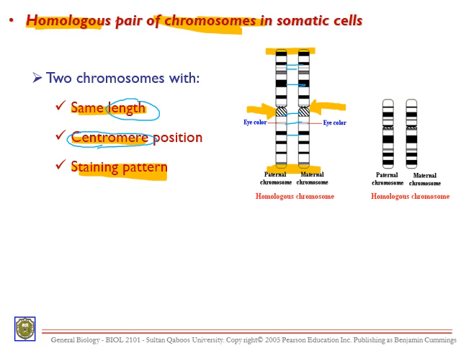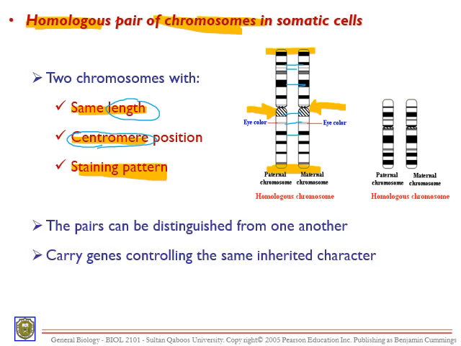Okay, these pairs can be distinguished from one another, which means this is one homologous pair of chromosomes and this is another homologous pair. Let's have a look at this. They have the same length, they have the same centromere position, and they have the exact same staining pattern. So we can distinguish. If these two were just mixed up, we can say, okay, this is the homologous pair because it has the same length and the other characteristics as well.